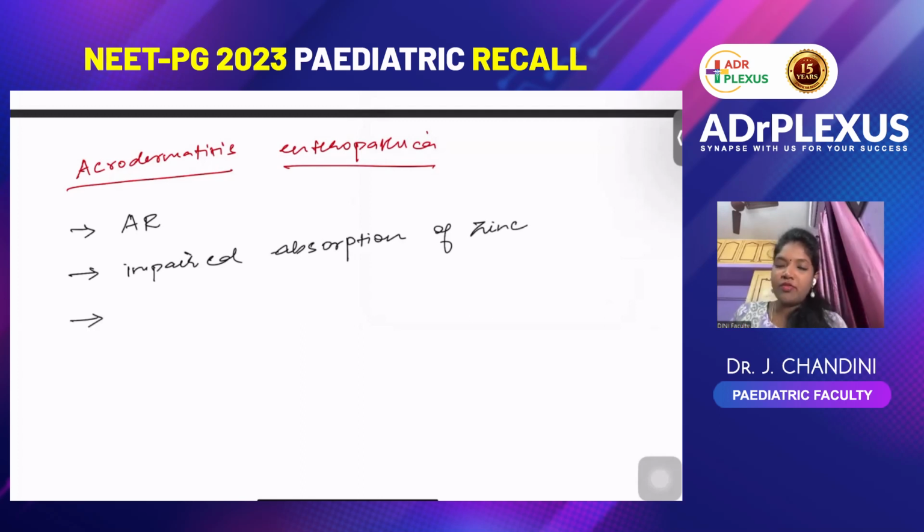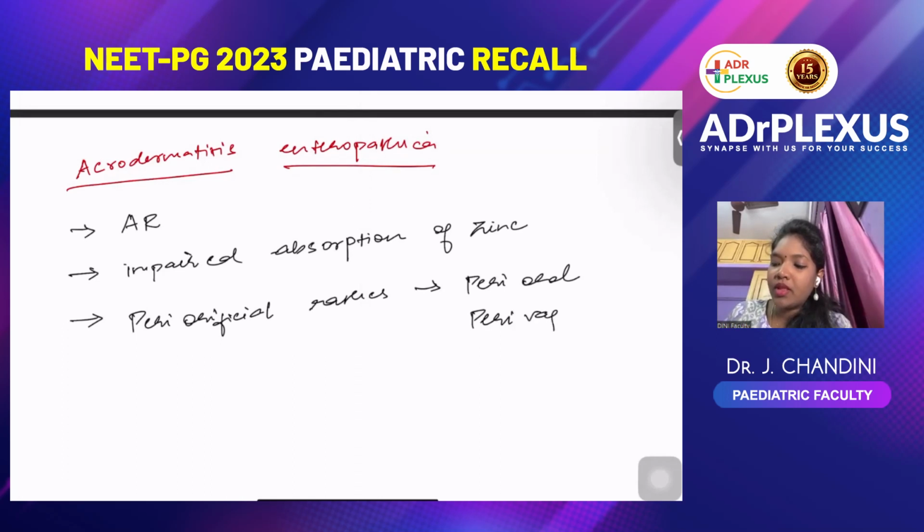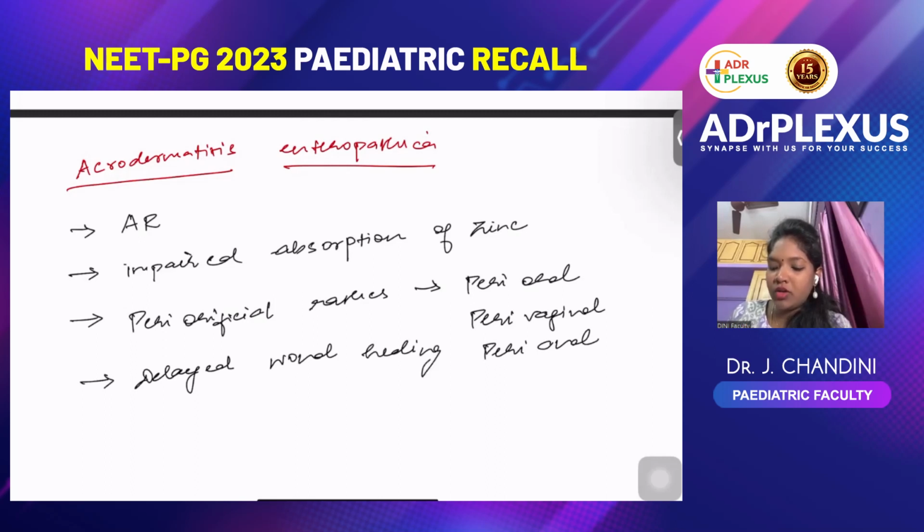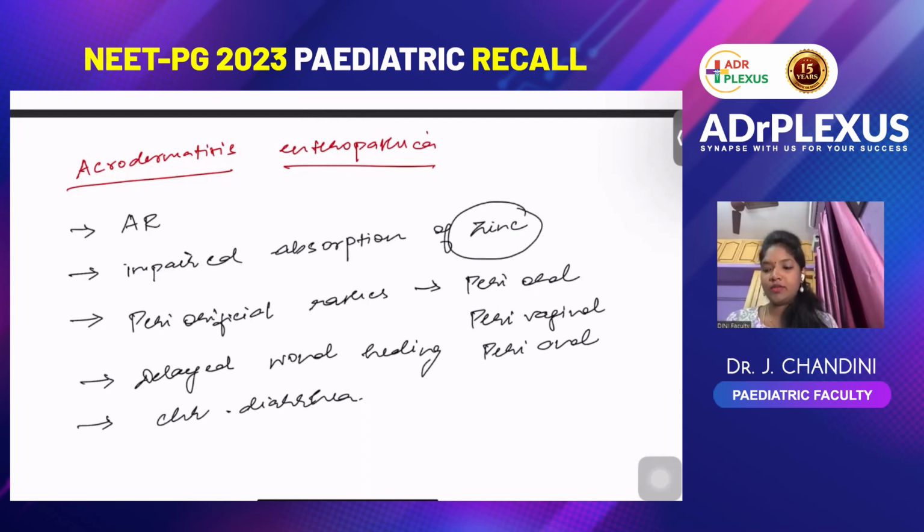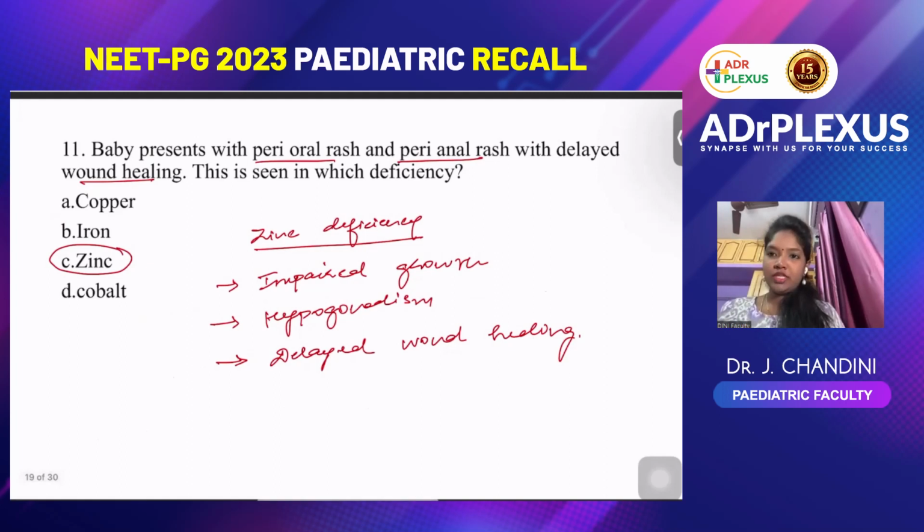So they will have characteristic features of periorificial rashes. So what are the periorificial rashes? Rashes in the perioral area, rashes in the perivaginal area, and perianal area. So the baby will have all these rashes along with delayed wound healing and chronic diarrhea. These are the features of acrodermatitis enteropathica, where there is impaired absorption of zinc. Okay. So the answer for this is zinc deficiency.